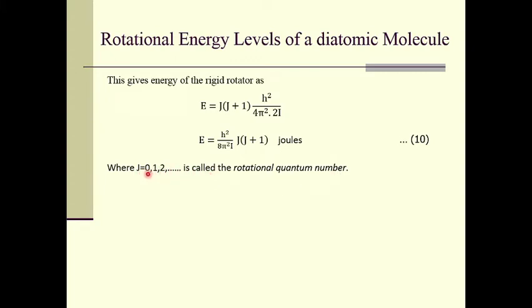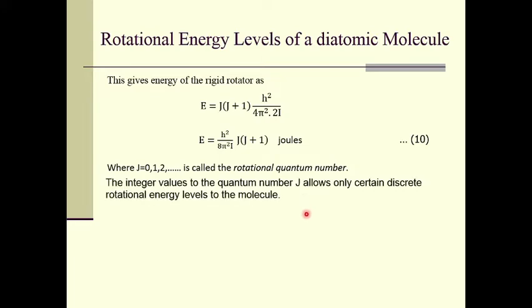That means it can take values 0 or 1 or 2 or 3 and so on up to infinity, and therefore it is called a rotational quantum number, and it can take discrete values. So the integer values of the quantum number j allow only certain discrete rotational energy levels of the molecule. That means the molecule cannot have continuous energy levels, but its energy levels are quantized, just like we have studied in the very first chapter.